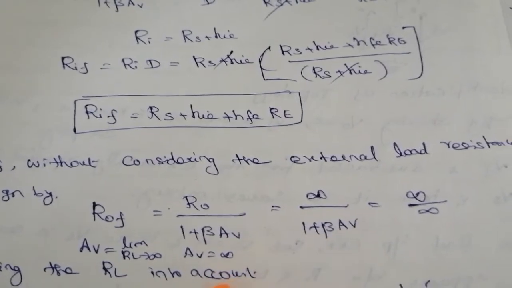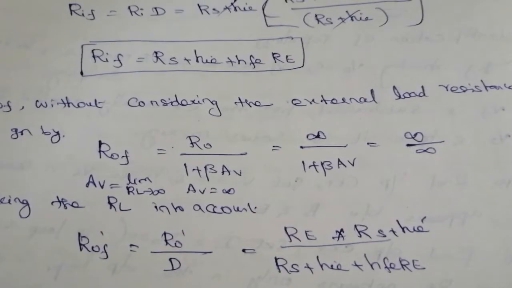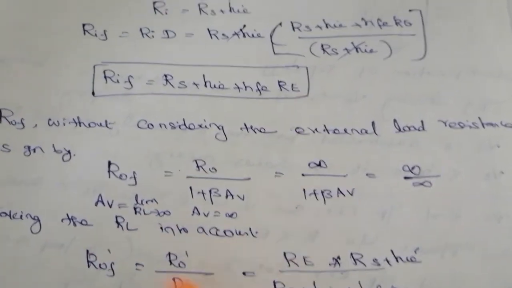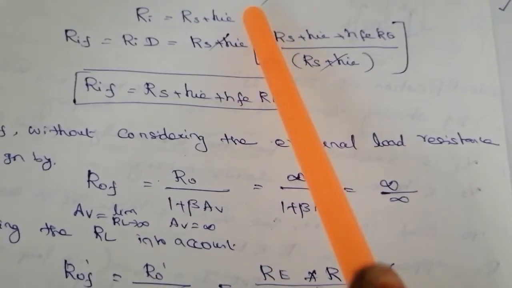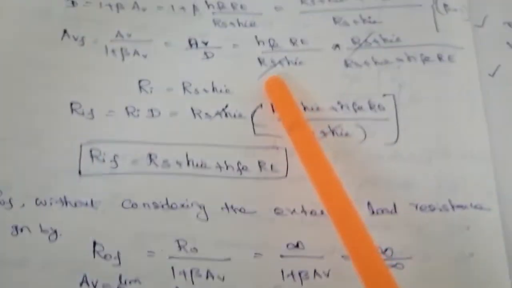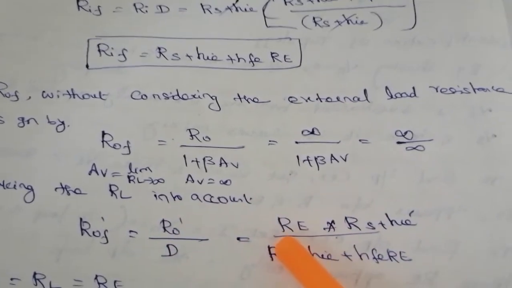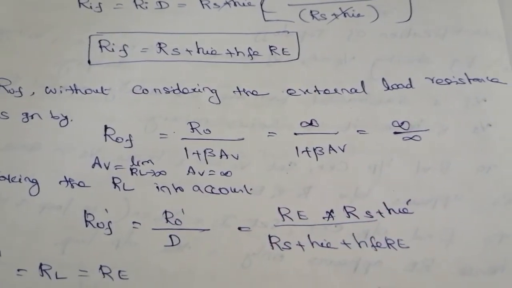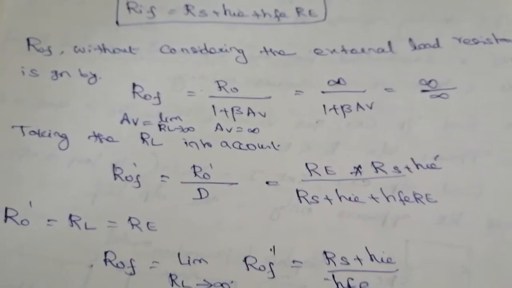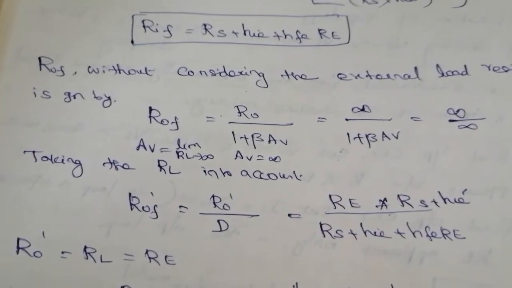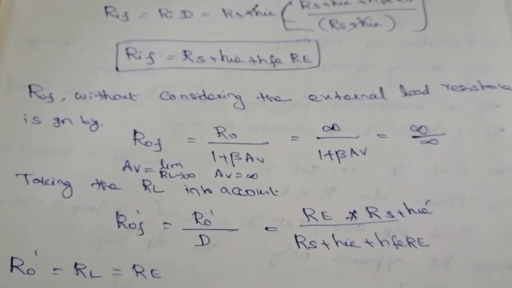Taking account of the RL, R naught F dash equal to R naught dash by D. So R naught dash is nothing but RE. D formula is this one, right? So substitute the D value. After simplifications, R naught F dash equal to Rs plus hIE over hFE. Okay, these are simple substitutions only. So there is no confusion with that. You can easily understand this concept, right?